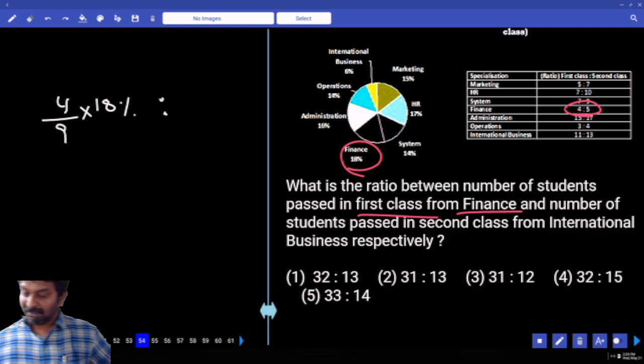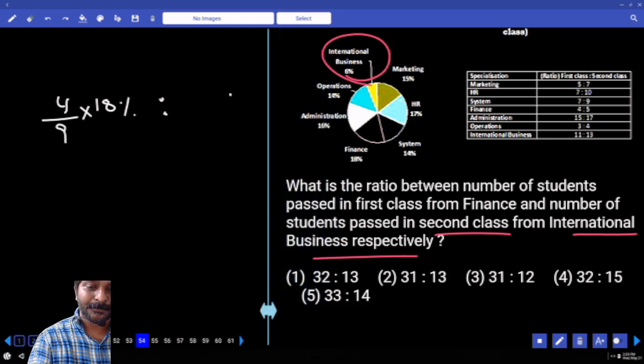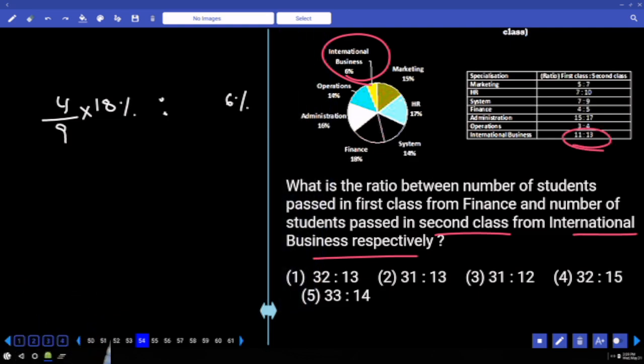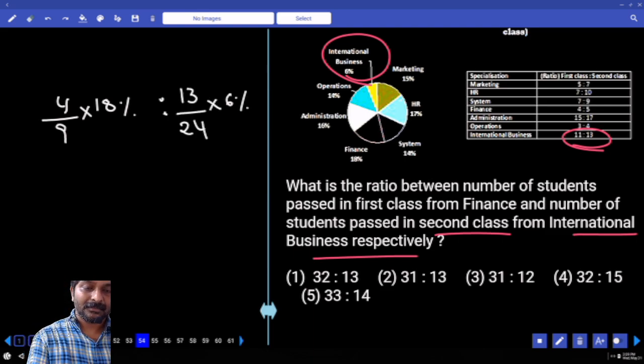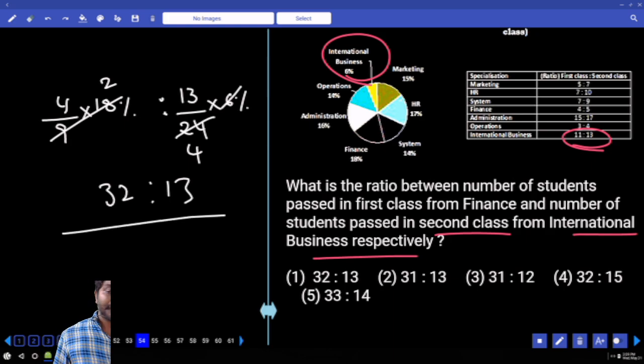The other number. Second class from international business. Correct? International business. What percent is there? 6%. Here in international, what do we want? Second class people. How many are there? 13 parts out of total 20. So 13 out of 24. This is 2 times 6. 4 times 4 comes to left hand side number. Already 8 we have. 8 into 4. 32. 13.